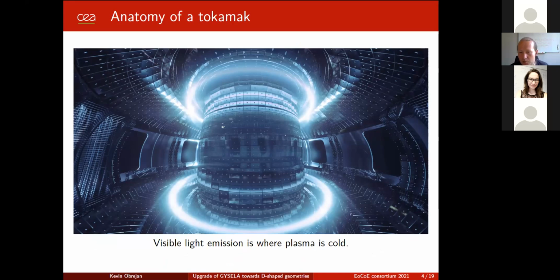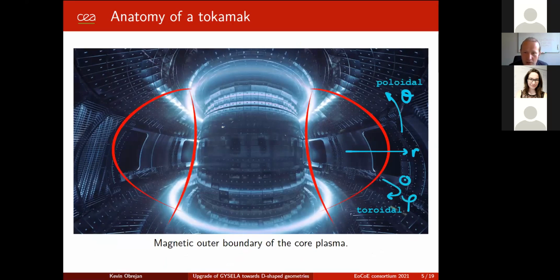So the visible light corresponds to colder areas of the plasma, otherwise you don't really see much of it. And so the geometry we're talking about will be these D shapes that delimit the core where the magnetic field lines are closed, as opposed to outside of these D shapes where the magnetic field lines are not closed. So the physics is very different, and we're really focusing on the core physics. I might be using the words poloidal and toroidal later in the presentation. So poloidal means turning inside of that D-shaped cross-section, and toroidal means revolutions around the central axis of the reactor.